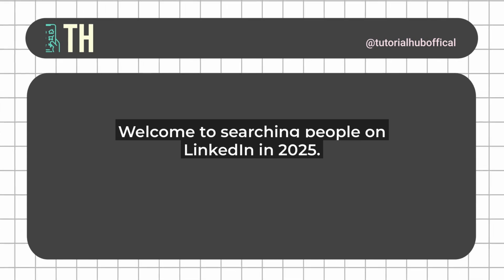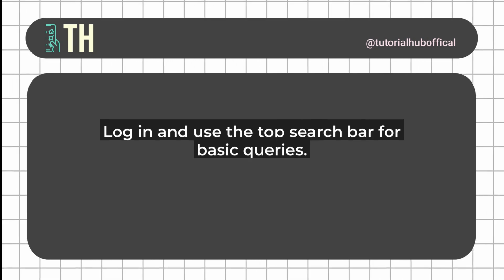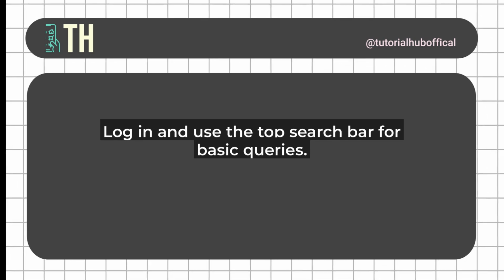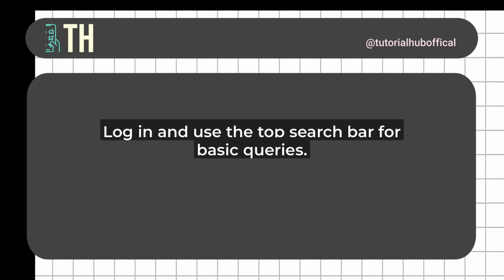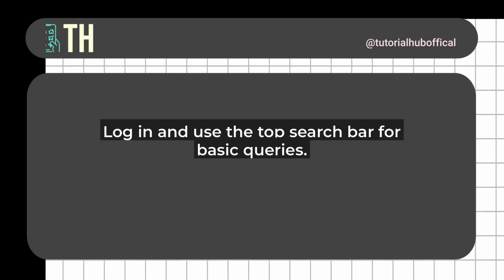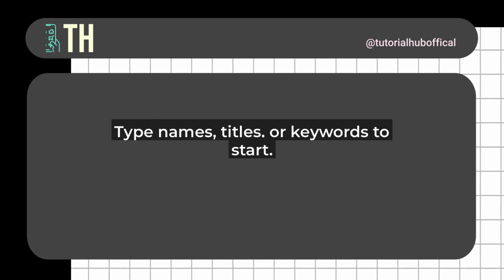Let's get started. First things first, make sure you're logged into your LinkedIn account. Once you're in, look for the search bar at the top of the page. It's your gateway to millions of professionals. Simply type in the person's name, job title, company, or any relevant keyword. For example, if you're searching for a marketing expert in New York, start with that.